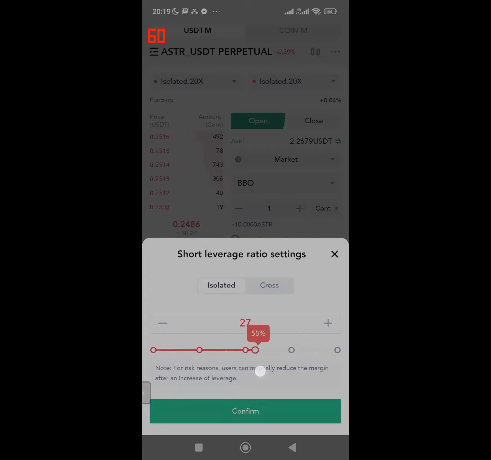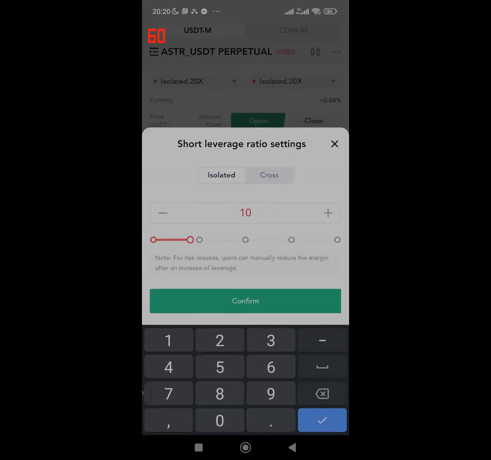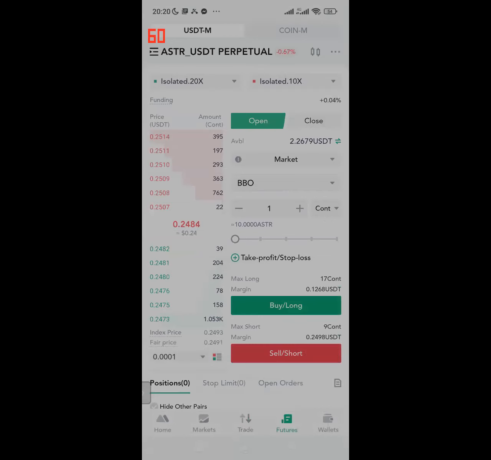Is it times 20? Is it times 30? Is it times 40? Any X? Let me just select times 10. So you can switch between cross or isolated. What we are going to be using is isolated with this leverage on this coin known as ASTR. Once I confirm it, you can see it has been changed from isolated 20X to isolated 10X.